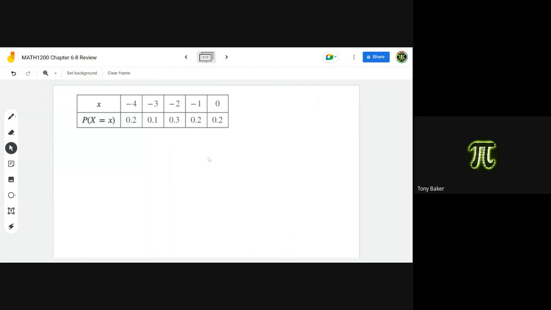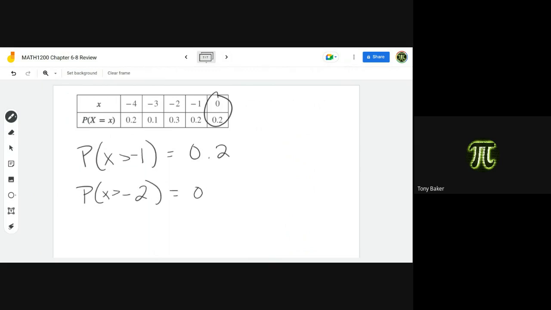So the probability that x is greater than -1 is 0.2, because that's the only one greater than that. Then you add them up. So if it said x is greater than -2, it'd be 0.4, because I would have added those two together.